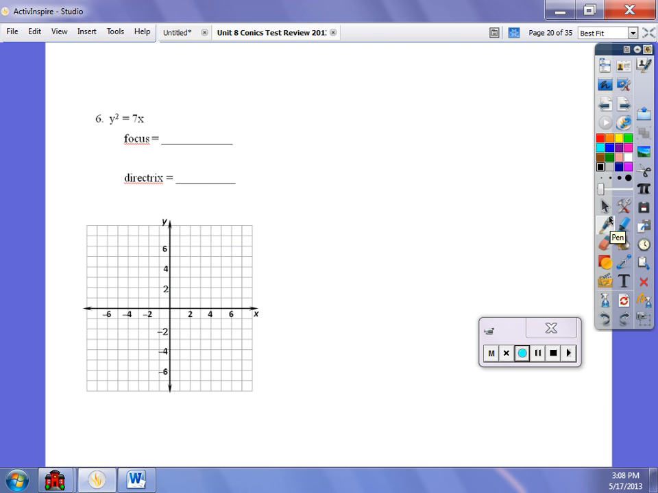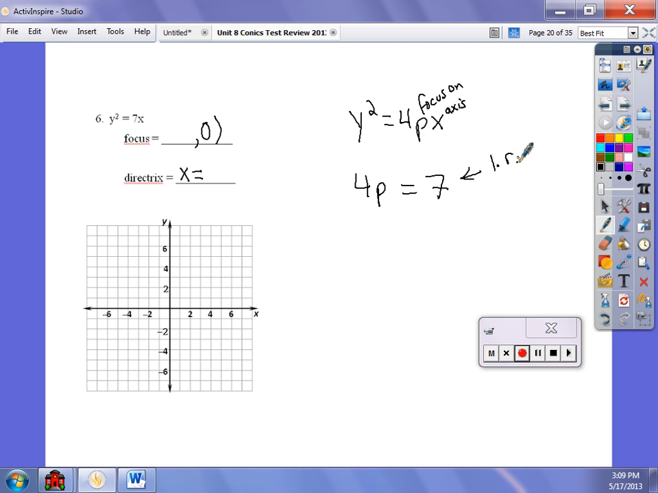Okay, the next one is going to use the y squared equals 4px formula. That means that my focus is on the x-axis. So if my focus is on the x-axis, that means this should end in 0 and this should start with x equals. So before I even do anything, I can get that out of the way so I don't lose points. So now I'm going to take my latus rectum, which is 7, and set it equal to 4p. That's your latus rectum. We'll use that later. So now solve for p.